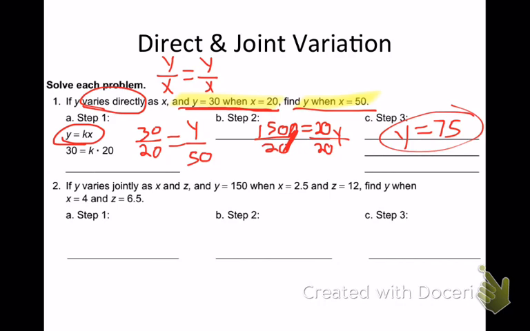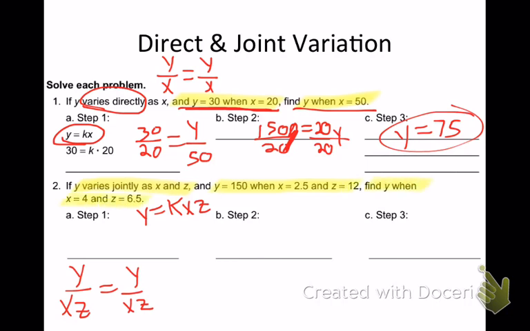2. If y varies jointly as x and z. Okay, what's it mean to vary jointly now? Well, that's like saying y equals kxz. Or I'm thinking as y over xz equals y over xz. And it says y equals 150 when x equals 2.5 and z equals 12. Find y when x equals 4 and z equals 6.5.